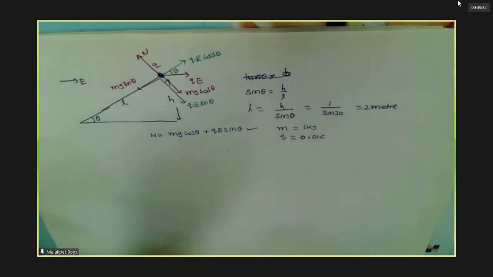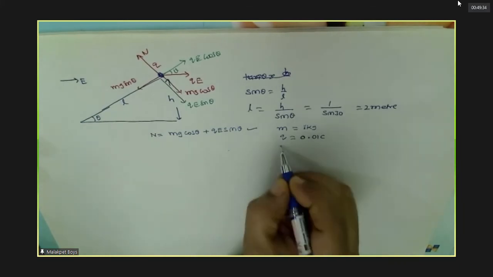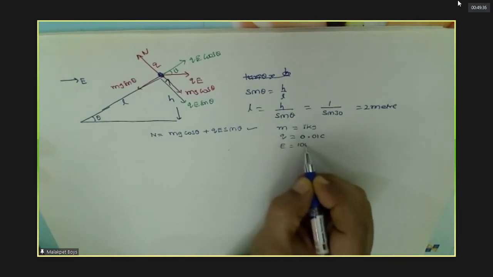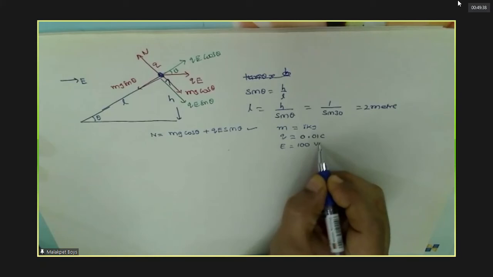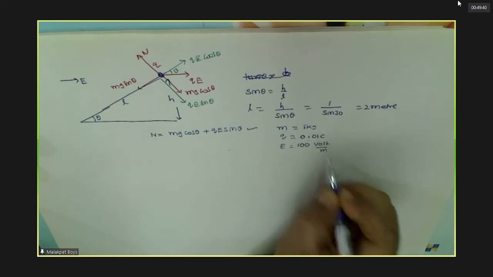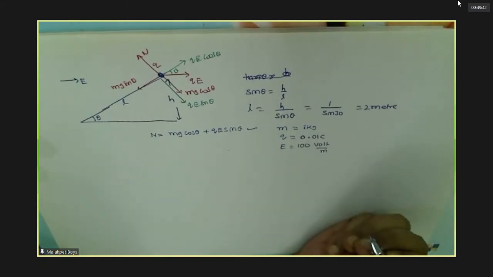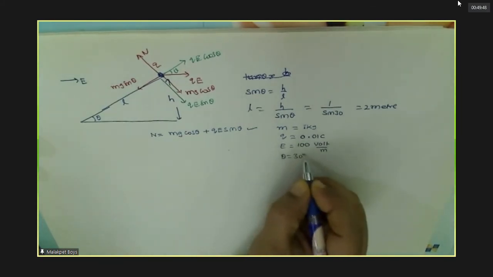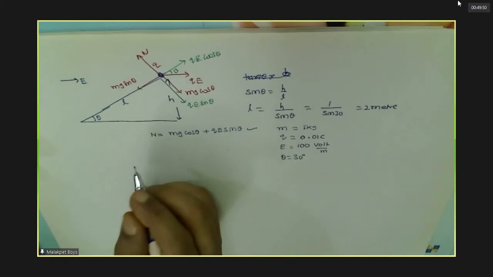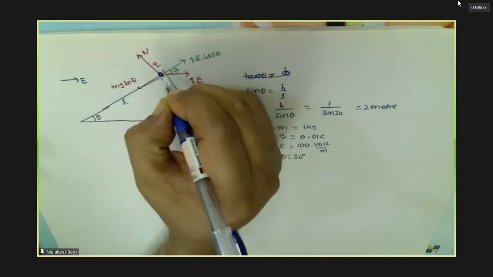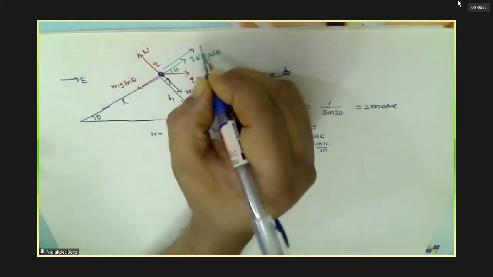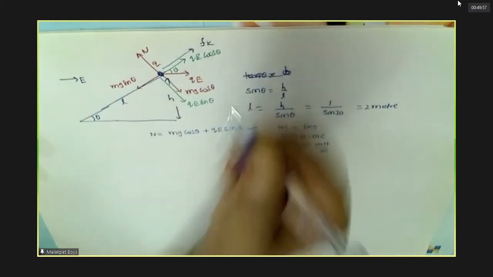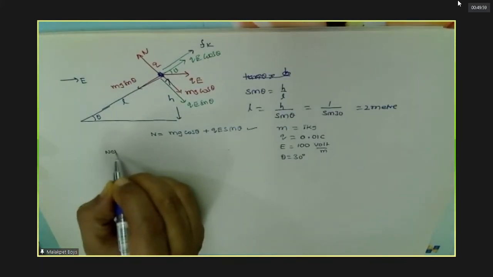Then what else is there? E is also given. Okay. Theta is 30. So you will get this. Now you can see that the particle has a tendency to move, so there will be a force of kinetic friction. So what is the net force downwards?